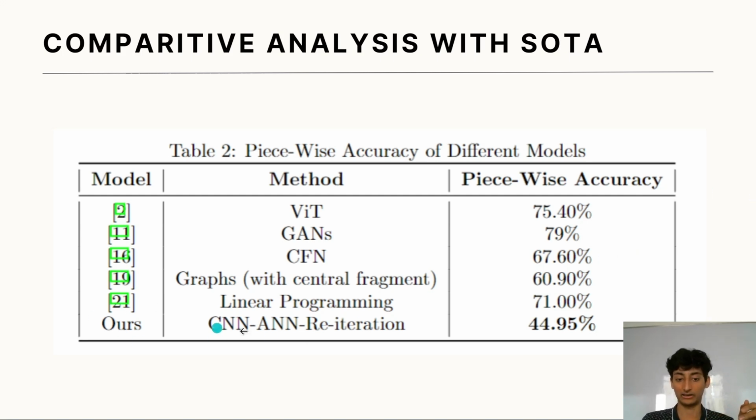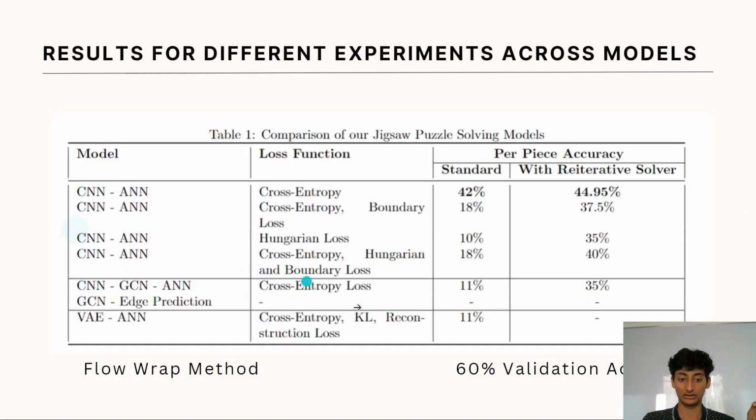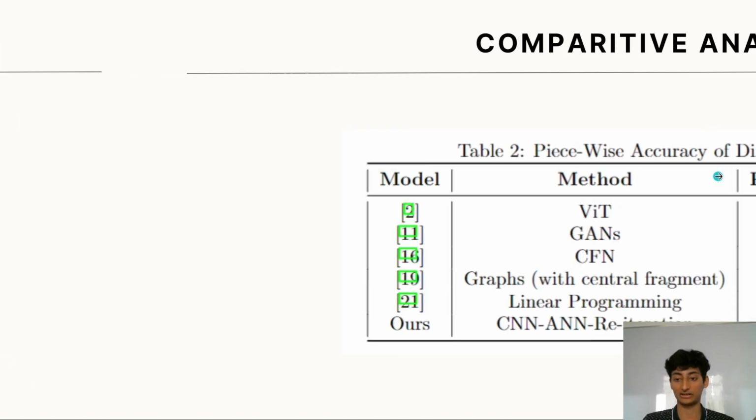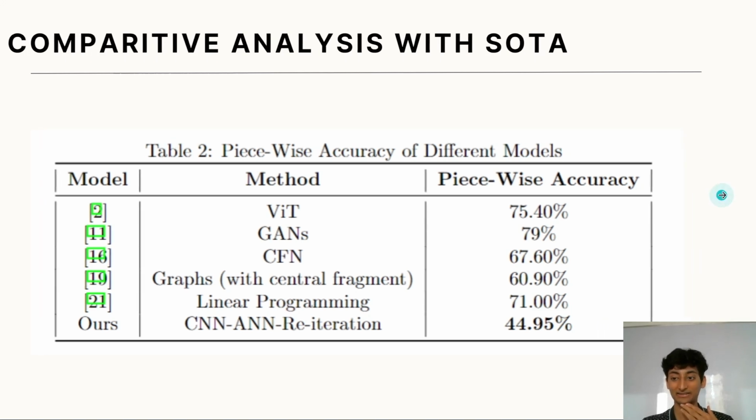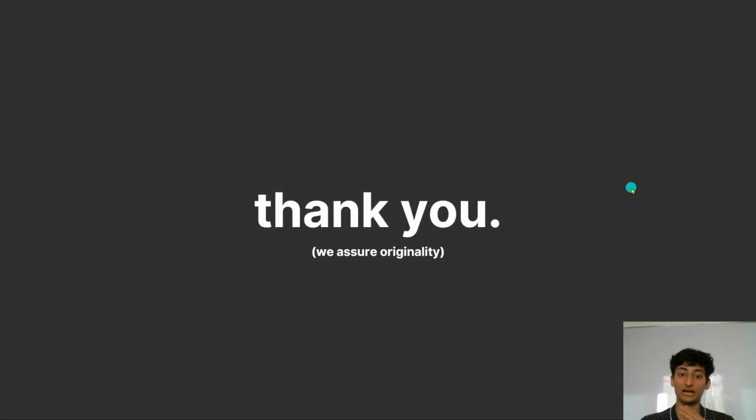So this is where we fit in if we don't take the flow warp method, which is 60% validation accuracy. But I think it's less, because of the issues and the tricky business in taking the piecewise accuracy in jigsaw, I don't think this is representative of the work that my team and I did, since you have seen a lot of approaches and different techniques that we tried. So yeah, thank you. We assure originality, and let me know if you have any questions.